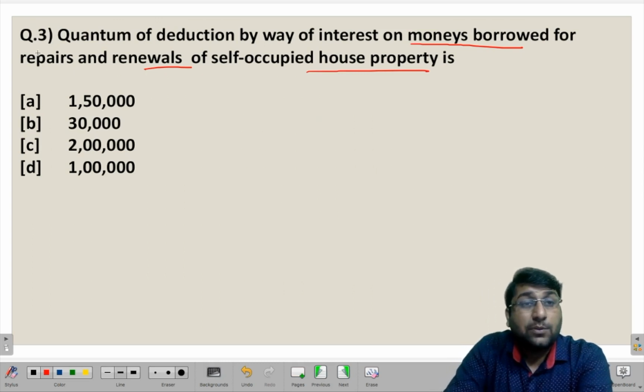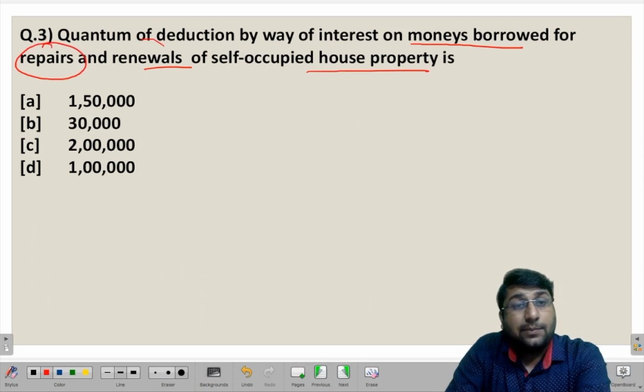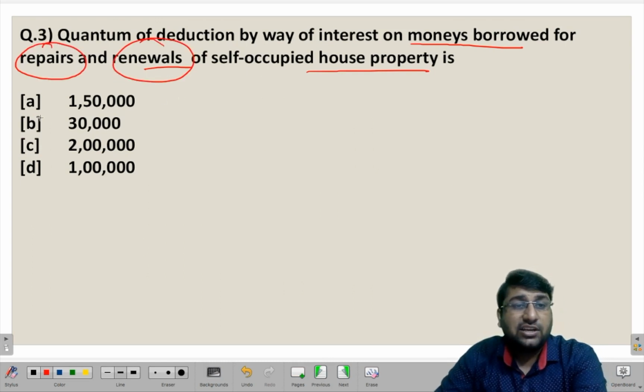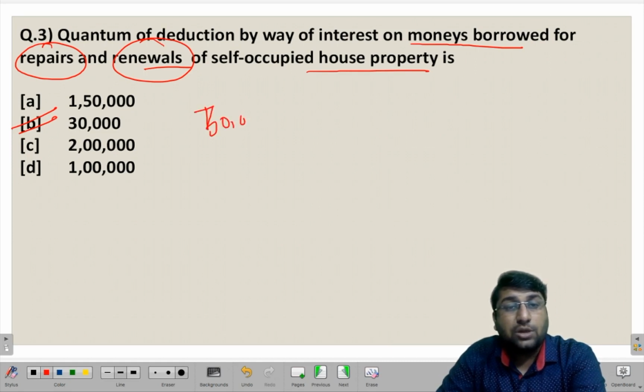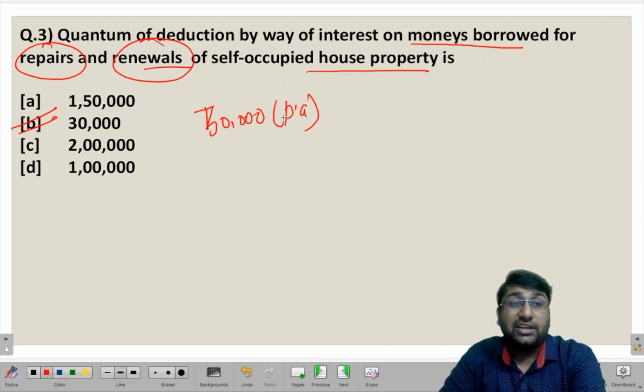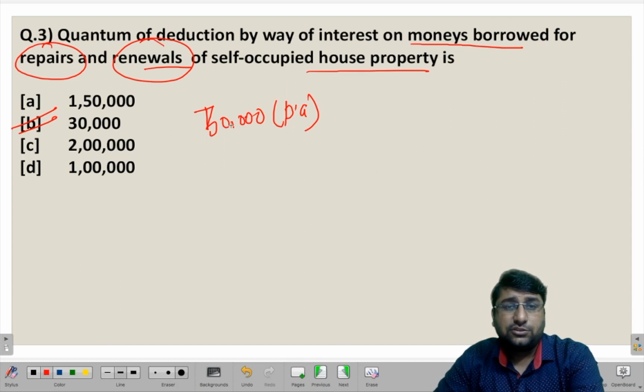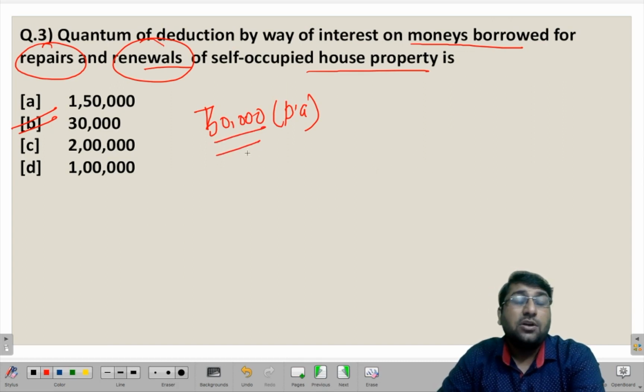But when we are talking about repairs and renewals, the limit on the amount of deduction is 30,000. This is the limit per annum. So you can claim deduction up to 30,000 per annum from your income from house property in case of repairs and renewals. You need to learn this particular figure of 30,000, and it is per annum. Moving to the next question now.